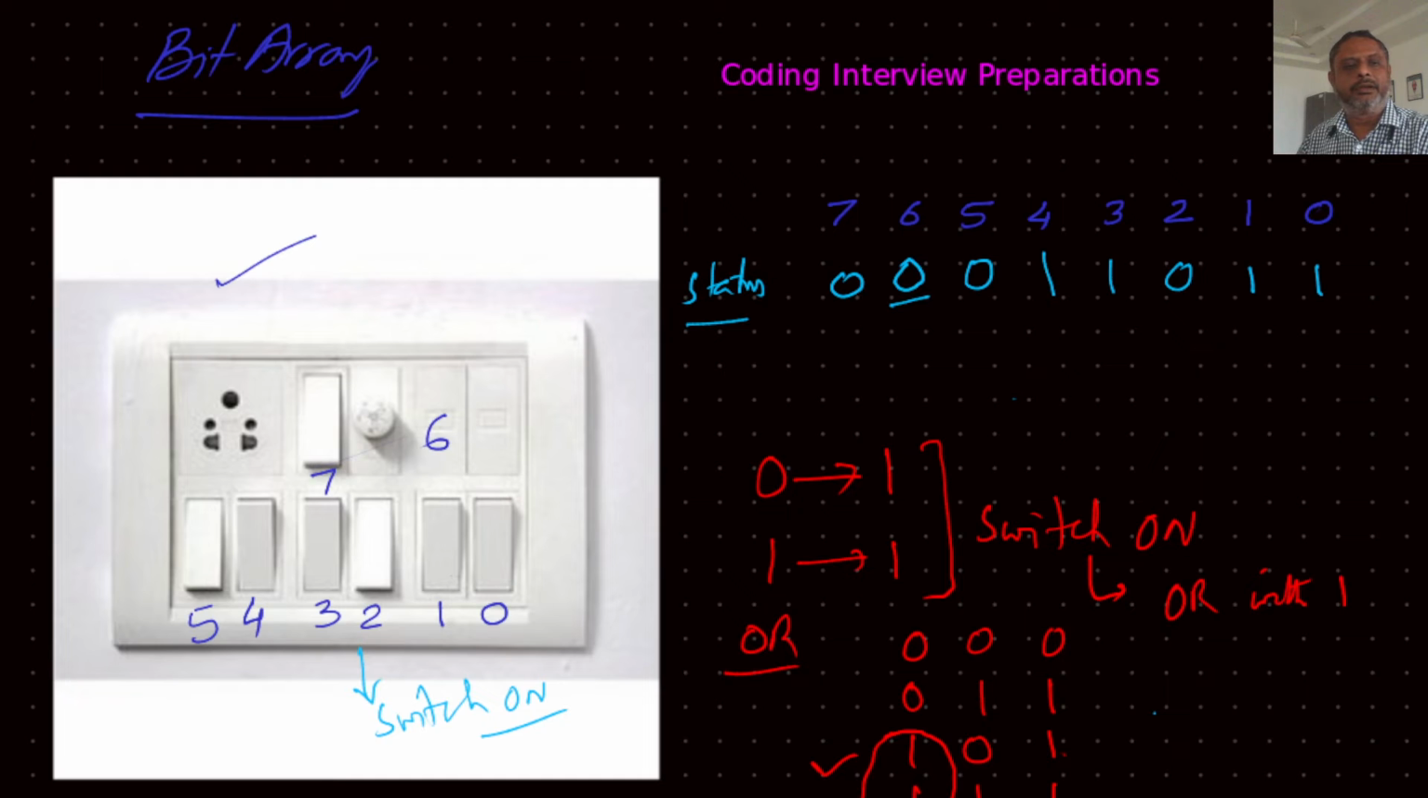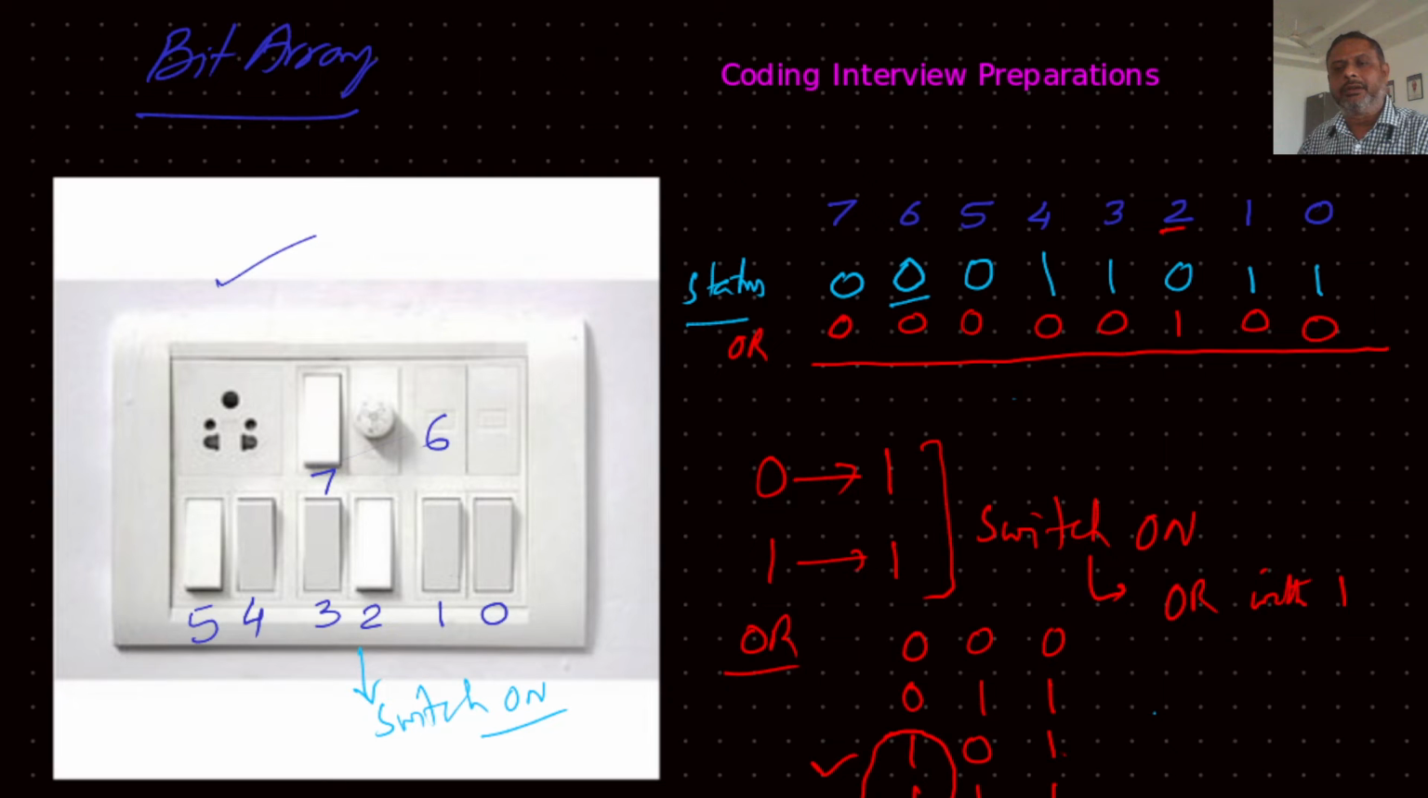So let me take a new one. I just wanted to change the position of 2 to 1. So I will make it 0, 0, 0, 0, 0, only this position I want to change. So all the others I keep 0, and then OR these two.